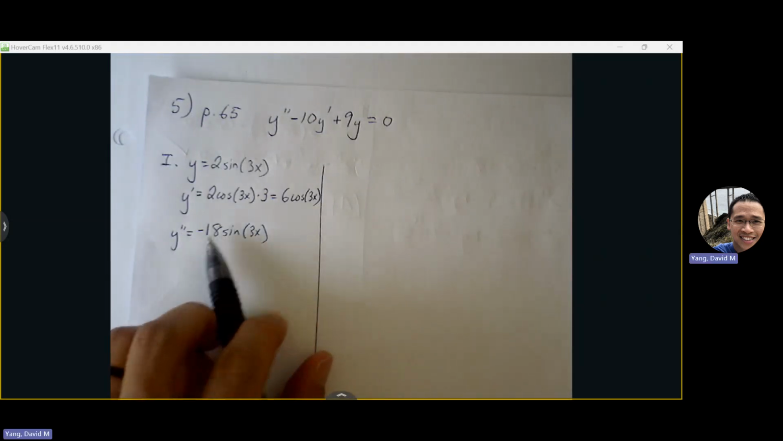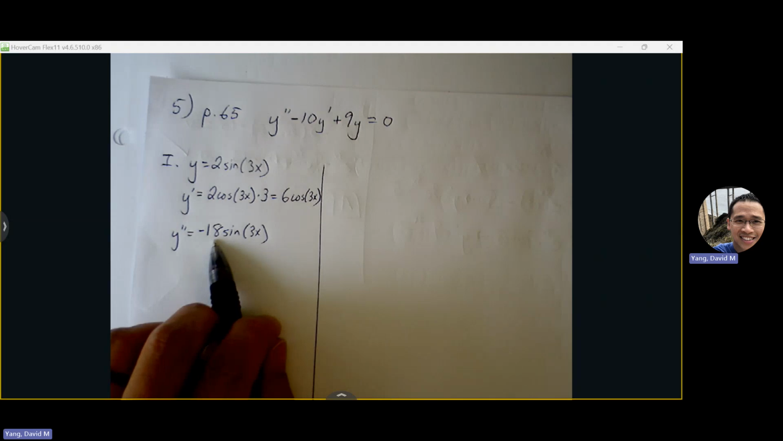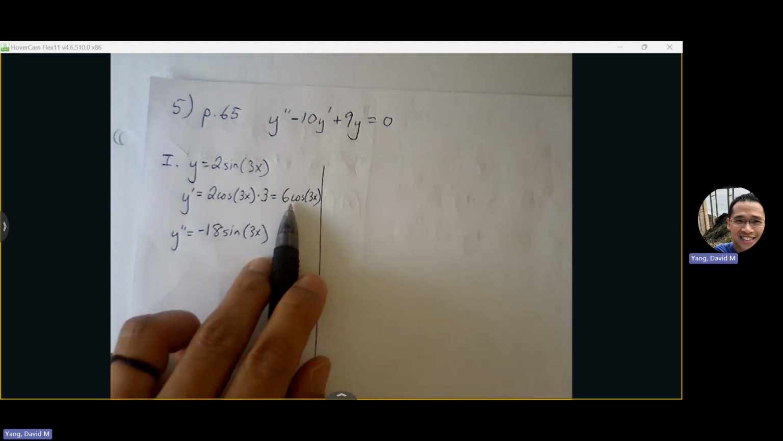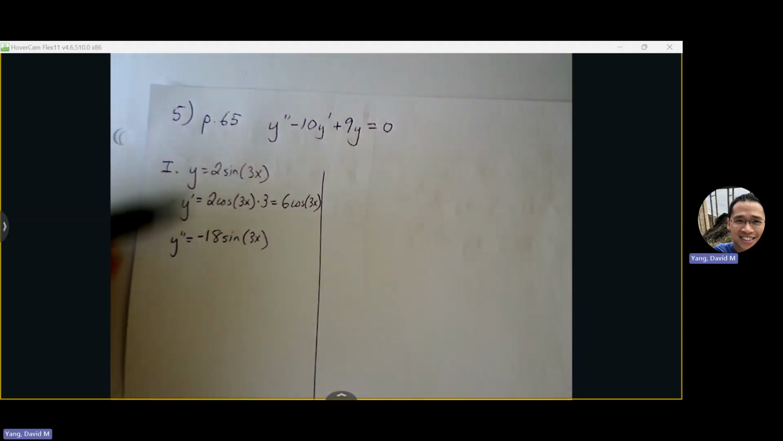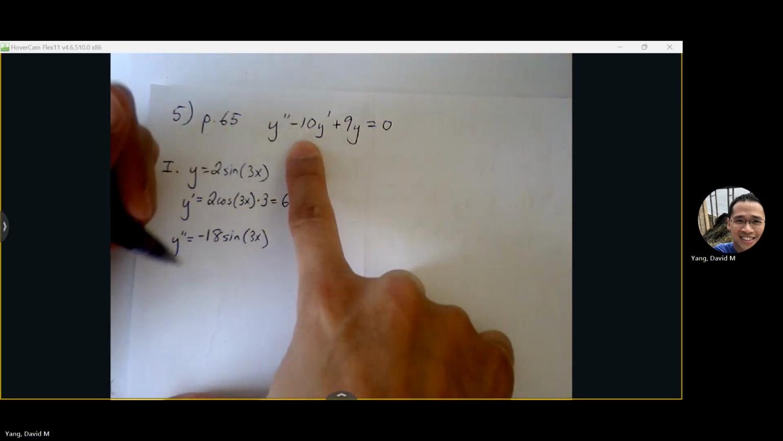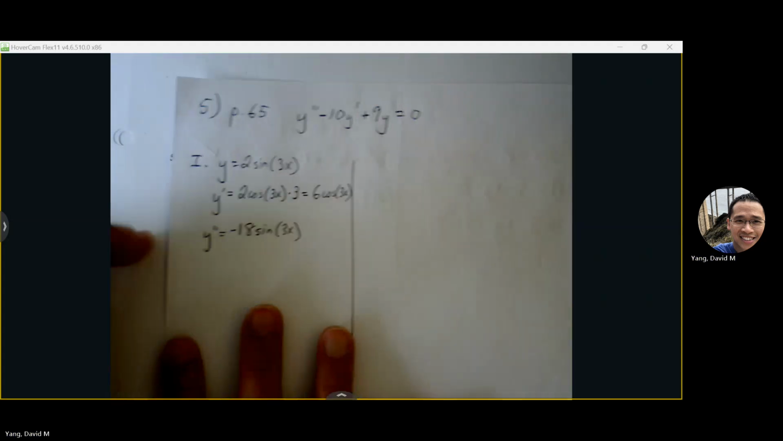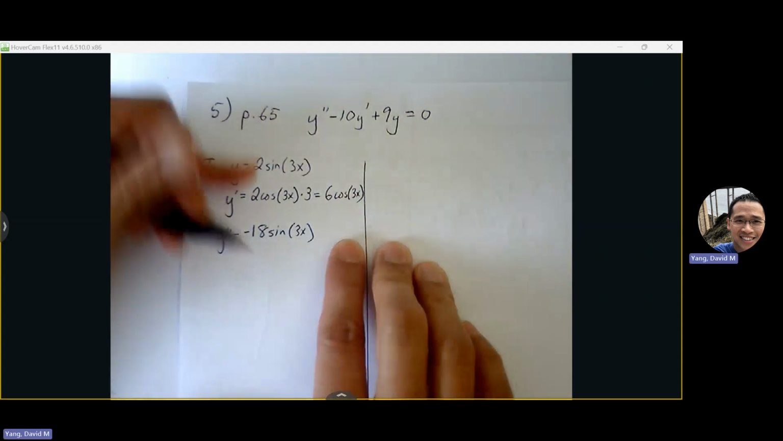Cosine of u becomes negative sine of u times u prime. So another 3 will pop up. Multiply with that 6, I get negative 18. So I'm going to put all this into my equation to see if it's a true statement or not. If it's true, I'm going to keep it. If not, then I'm not going to indicate that as a solution.